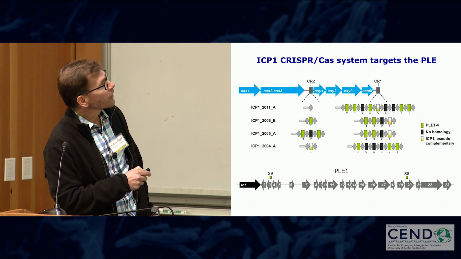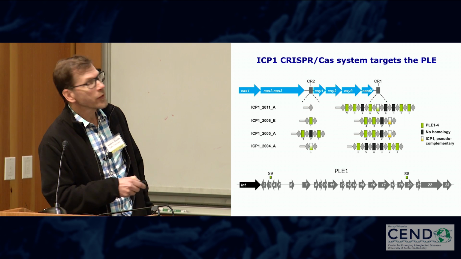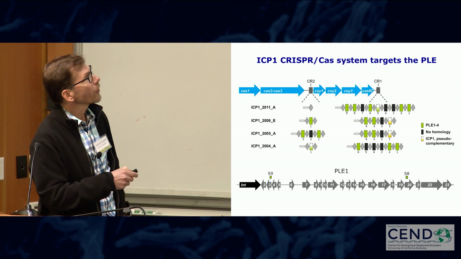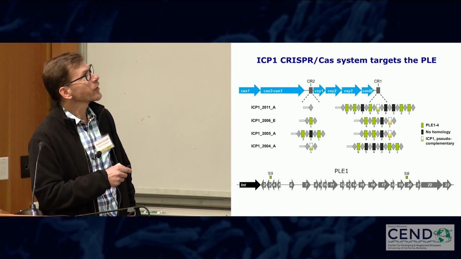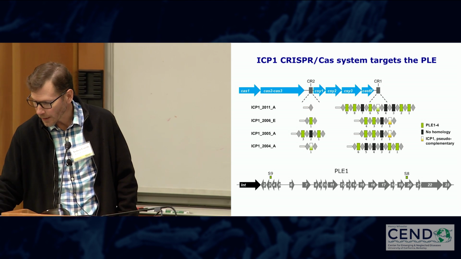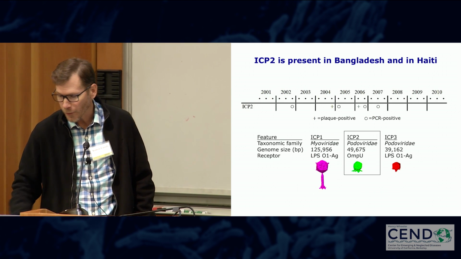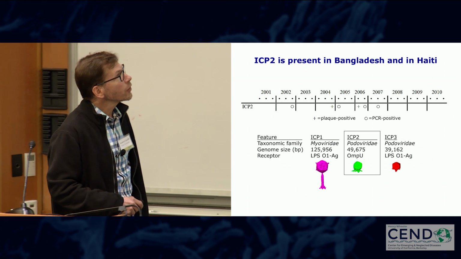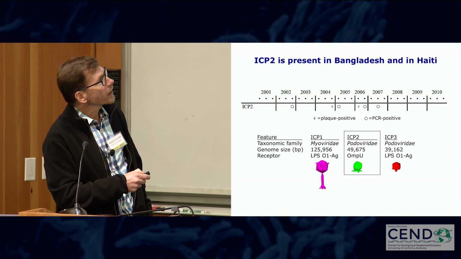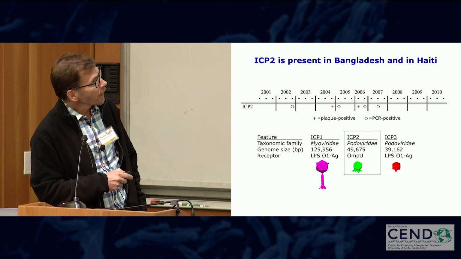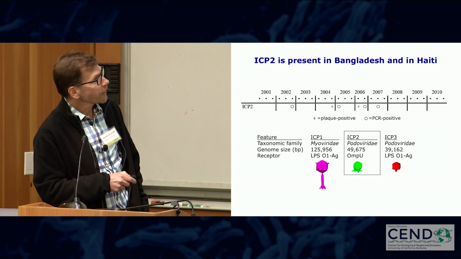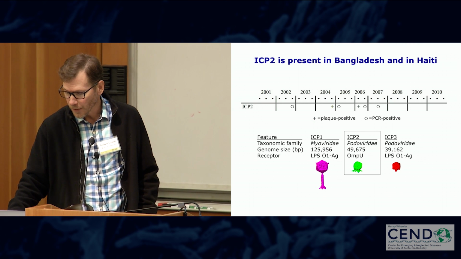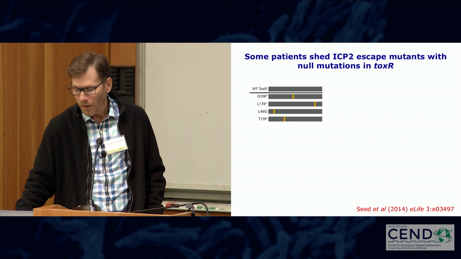So somewhat luckily, this 2011 phage has spacers targeting all of the PLEs that are in current circulation. And so this is the first component of this phage cocktail that I'm going to tell you about in a minute that we're using for prophylaxis. So let me say a bit about ICP2. So that's a different type of phage. We find it sporadically, and it's a different family member, and it uses a different receptor on the surface, and that is a protein called OmpU.